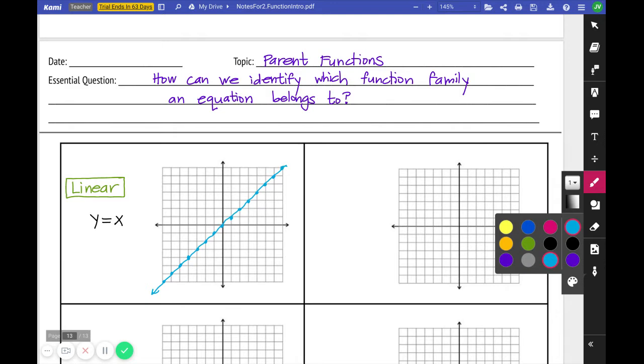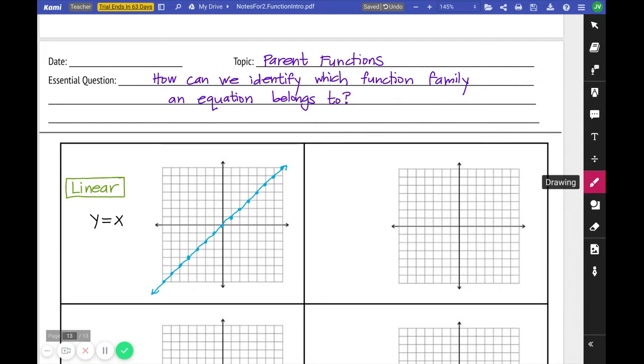for linear. So we can recognize when things are lines because of how their graph looks, or because we will see just x without any exponents or anything added on to them. The next one that we'll study this year is absolute value. So that comes up later.